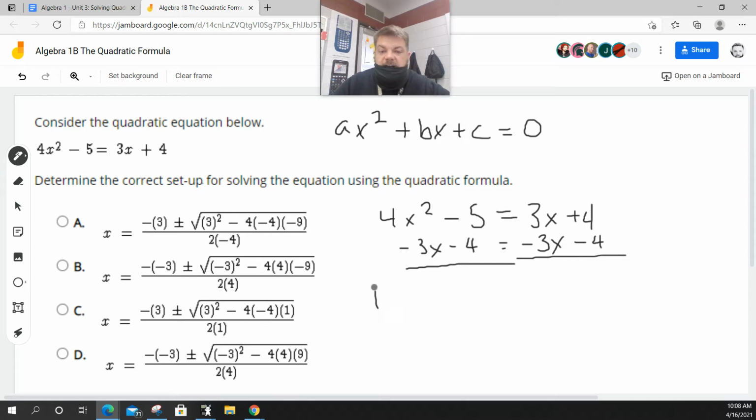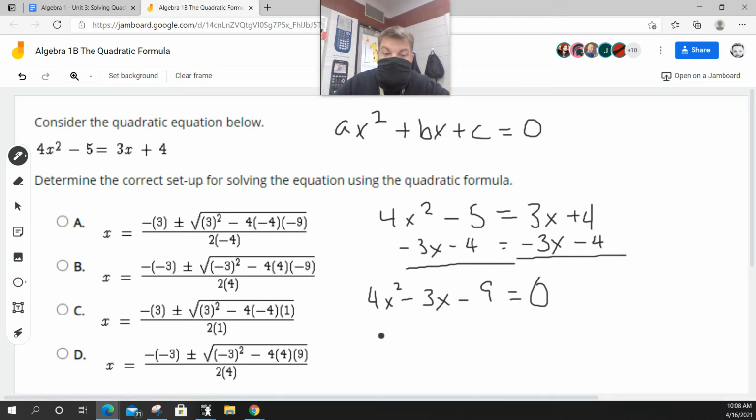So now 4x squared is not a like term with 3x. This is x to the second power. This is x to the first. So we just leave them separated. But 4 and 5 are both constants. So negative 5 minus 4 is a negative 9. And that whole bad boy is equal to 0.